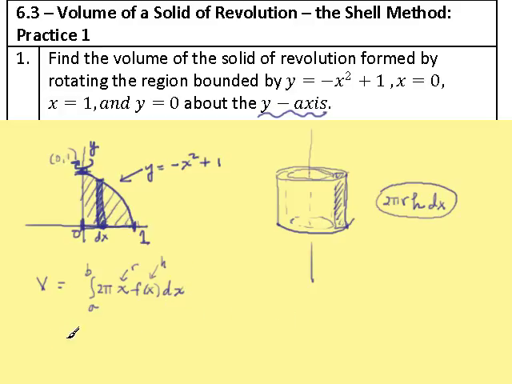All right, so let's write our formula in our case. I'm going to just pull out that 2 pi. We're integrating between 0 and 1 of x times f of x, which is minus x squared plus 1, dx. Let's simplify that a little bit. Multiplying through by x, we have minus x cubed plus x dx.